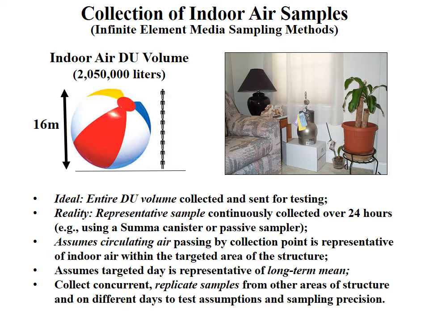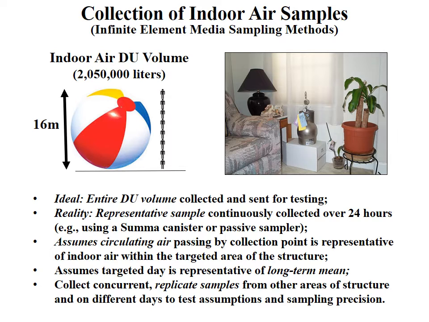2,050,000 liters. Just to put this in perspective, think of a beach ball that's as tall as a 5-story building. That's the volume of air they need to get one concentration for that targeted chemical. Ideally, you would send the entire DU volume of air to the laboratory for testing, but no one's going to take a 16-meter tall Summa canister to a laboratory, of course, not realistic. So in reality, you have to collect a representative sample over 24 hours of this targeted DU volume of air.